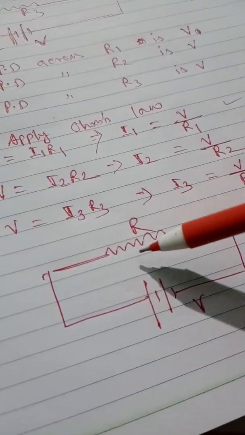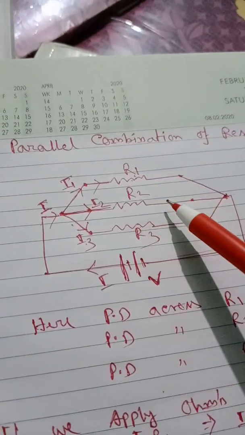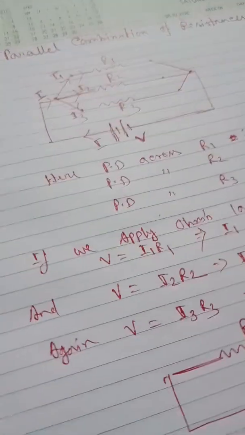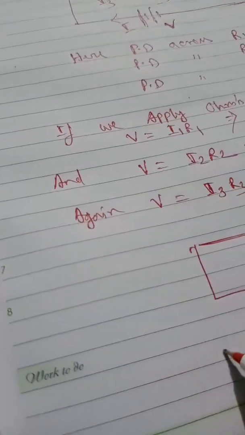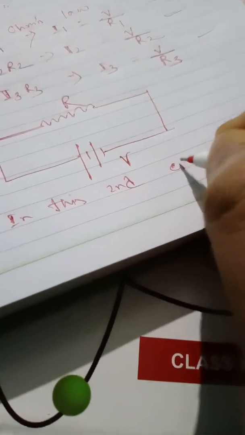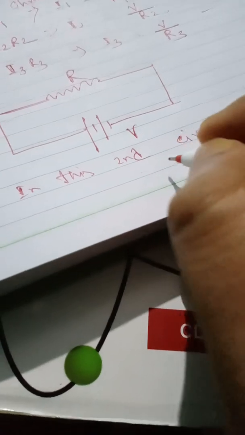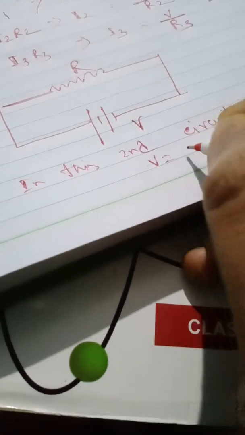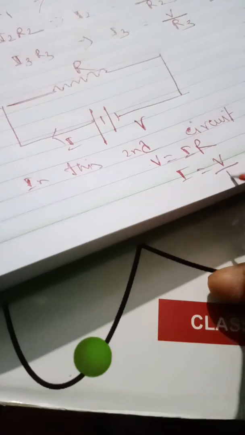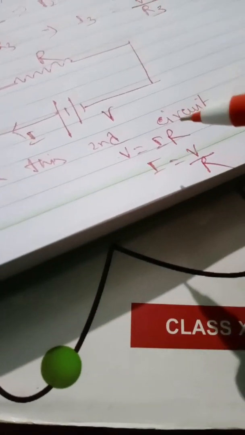That means the working of R in this circuit and the working of R1, R2, R3 in this combination in the circuit is the same. So in the second circuit, by using Ohm's law, we can write V is equal to IR, where I is the current flowing. So from here we can write I is equal to V by R.